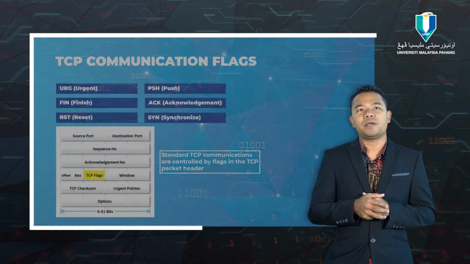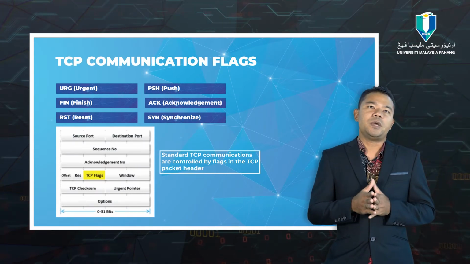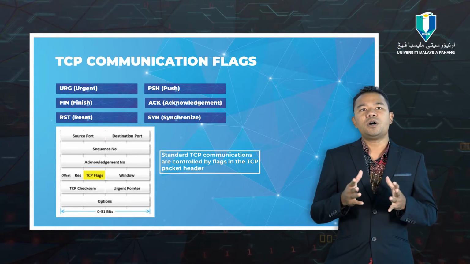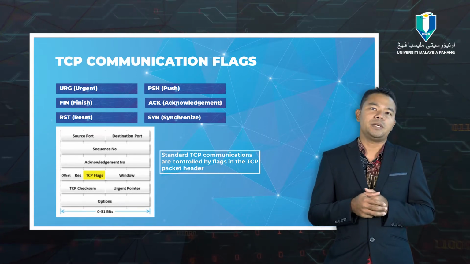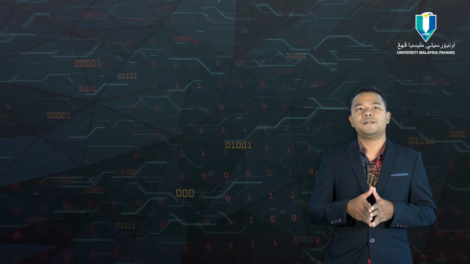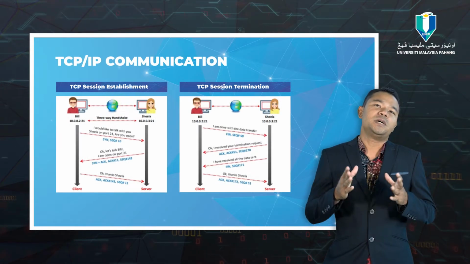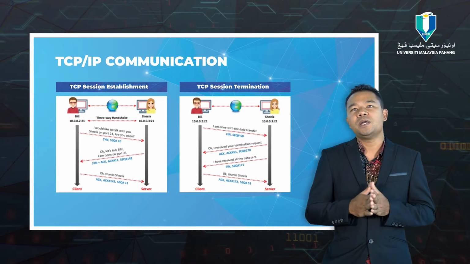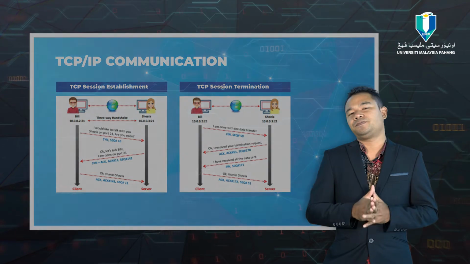TCP communication flags. URG: data obtained in the packet should be processed immediately. FIN: there will be no further transmission. RST: reset a connection. PSH: send all buffer data immediately. ACK: acknowledge the receipt of the packet. SYN: initiate a connection between the hosts. TCP/IP communication: TCP session establishment, three-way handshake, and TCP session termination. As you can see, with TCP session termination, the connection is already finished.